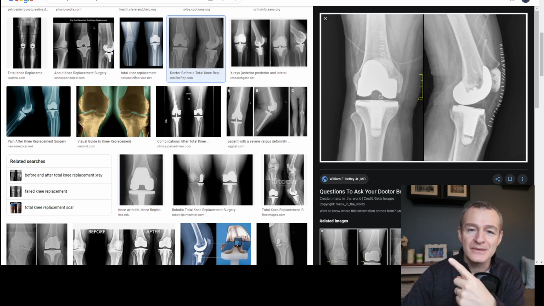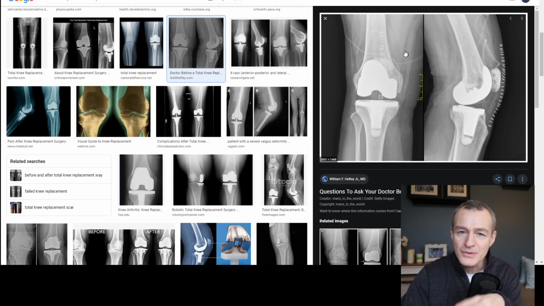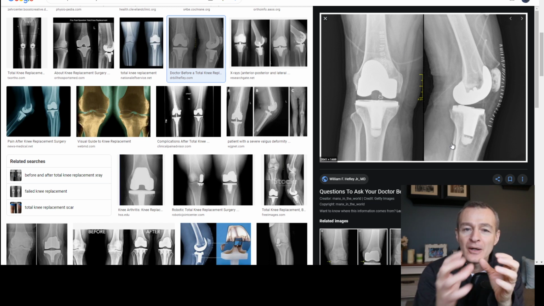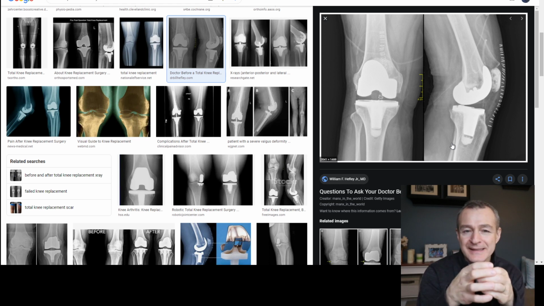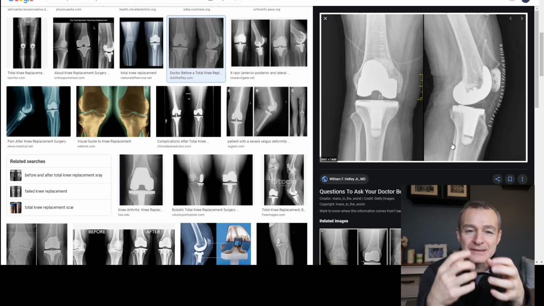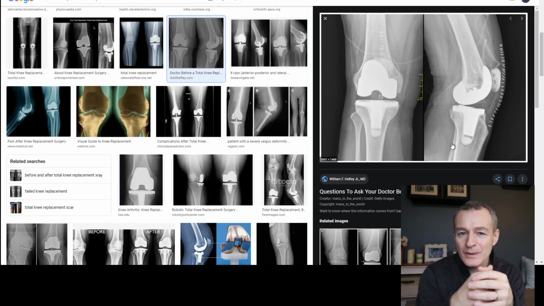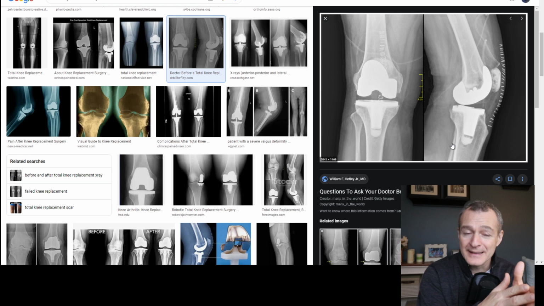Behind me on the screen, you can see a bunch of x-rays and images. Let's talk about a couple of things. The first one: patients will often describe it as feeling like a thick band compressing the top of their shin bone. It runs around the front, it's really tight, it's really compressed, it's painful. Let's talk about what might be causing that.